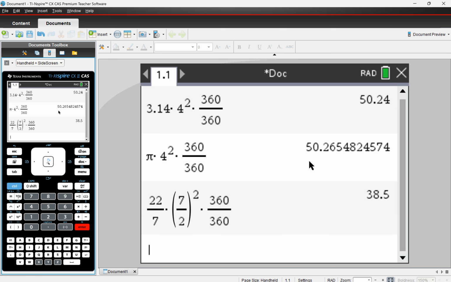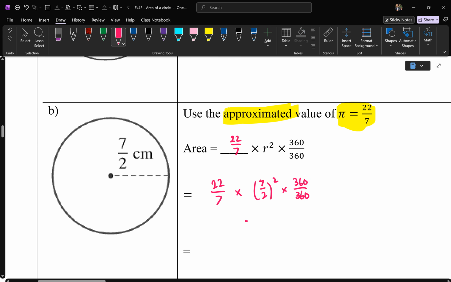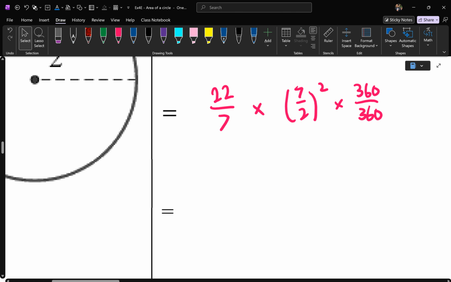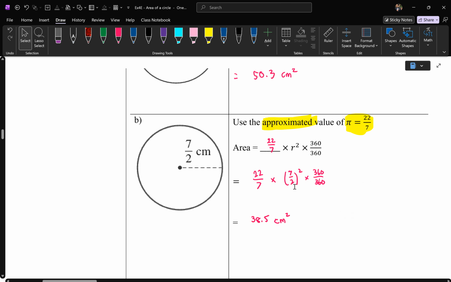Hands up if you got 38.5 on your calculator. Good. It means you entered correctly. Sounds trivial, but a lot of students don't know how to type that in a calculator. So here we go. That's 38.5. I'm not done. What am I missing? Units. Make sure to put in units. It's already rounded to 1 decimal place. Okay, so there we go.